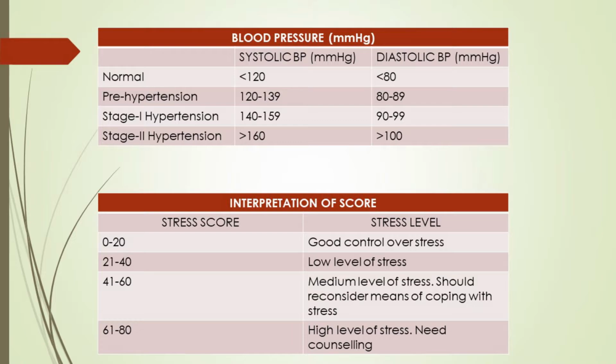Anything above 140 is considered hypertension, with 140 to 159 being stage 1 hypertension, and anything above 160 systolic being stage 2. Now, the interpretation of the stress score. We gave out questionnaires to people, and they gave us their perception of stress. A score of 0 to 20 was good control over stress, 21 to 40 was a low level of stress, 41 to 60 was a medium level of stress, and 61 to 80 was a high level of stress, where they needed counseling.